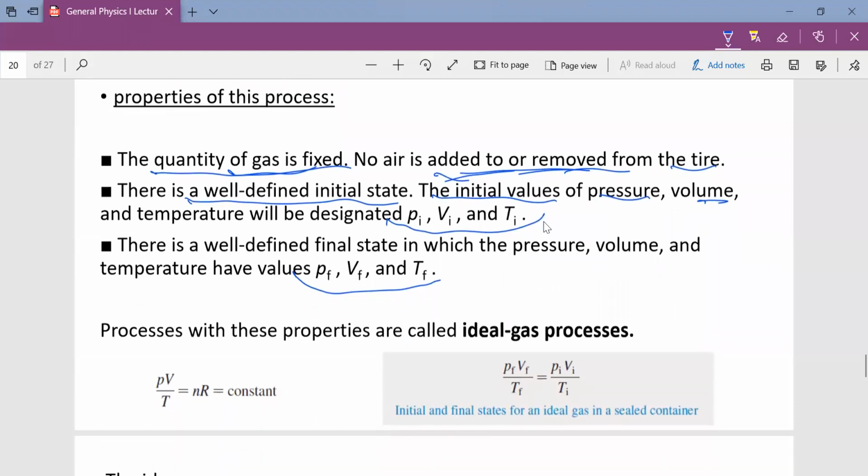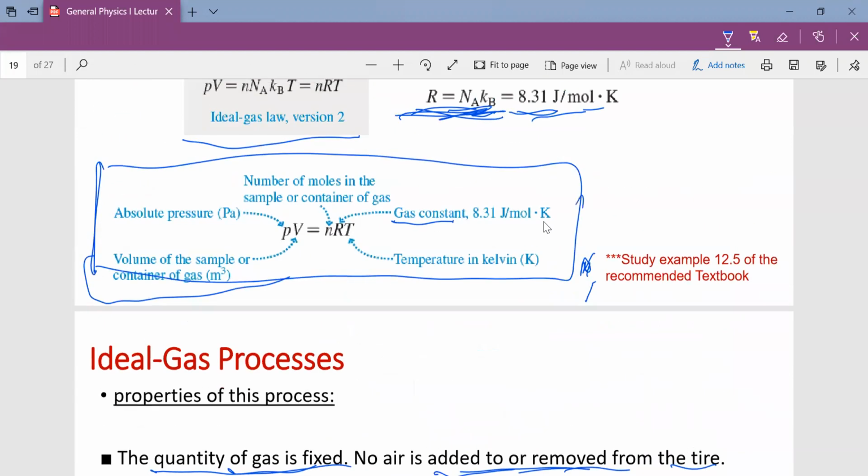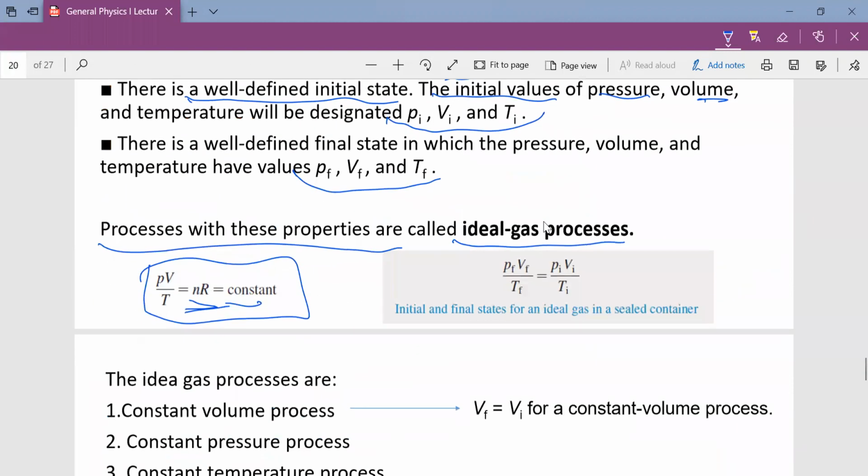So in such a system where we have the ideal process, the process property is actually PV over T equal to nR, which is constant. We got this expression from the equation of the ideal gas we have seen here. Just make nR the subject of the formula. That's how we got this.